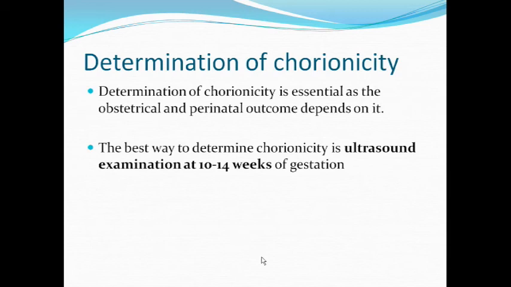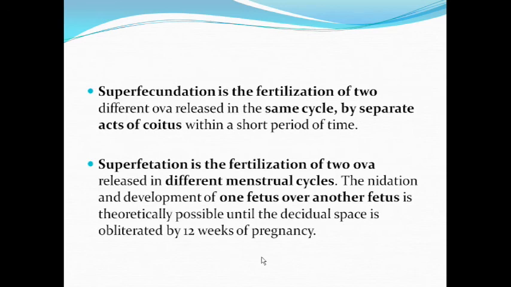But for the chorionicity, which is responsible for the obstetric outcome and the perinatal outcome, how do you determine the chorionicity? The best way to determine the chorionicity is by ultrasound examination at 10 to 14 weeks of gestation. Before going to detail, you should know some terminology also.